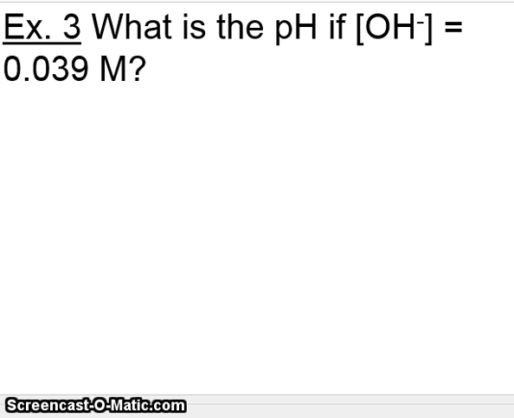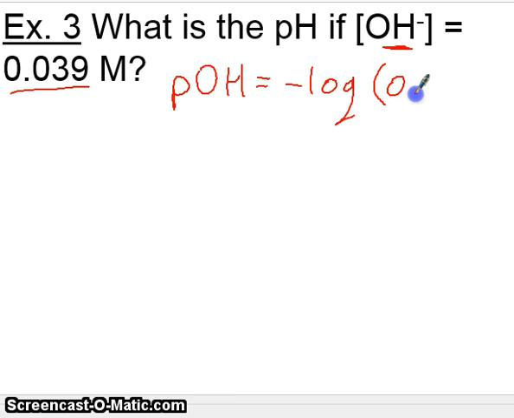So here is example 3, and the example asks, what's the pH if the hydroxide ion concentration is 0.039? So let's get the pOH first, which is simply the negative log of our OH minus concentration, which is this number, 0.039. Go ahead and plug this into your calculator and tell me what you get. You should get 1.4, and really two sig figs, so that will work. 1.4. This is the pOH.